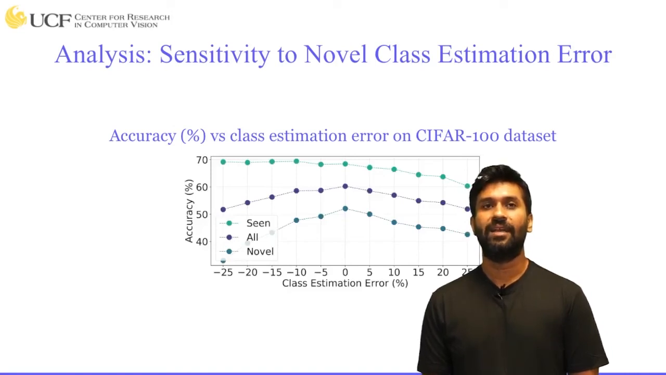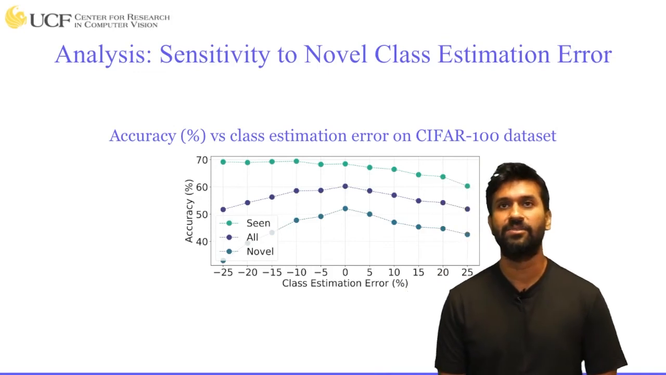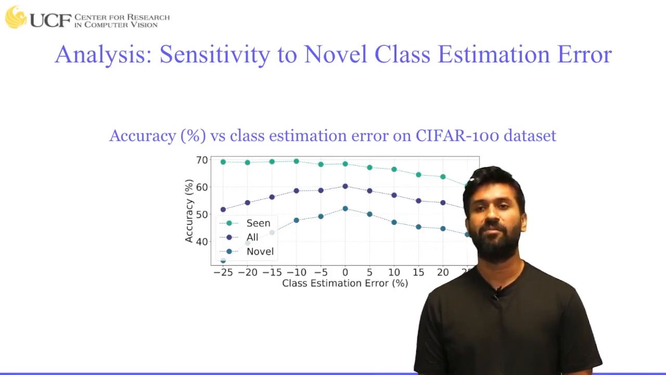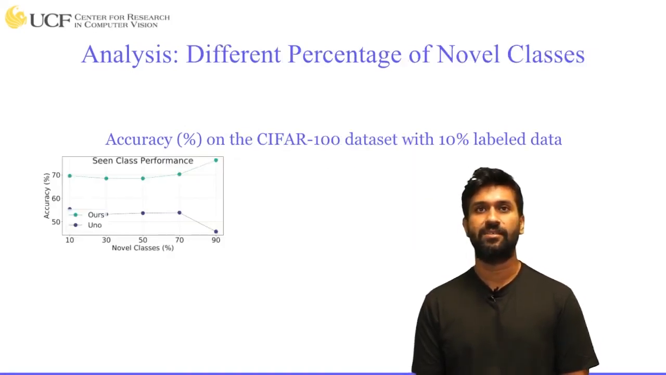Here is another analysis of our method where we are trying to see the sensitivity to the novel class estimation error. So even though we have our method for estimating the number of novel classes, we wanted to see how sensitive our method is to the error of that novel class estimation method. And we see that for both the case of overestimation and underestimation, there is no sudden drop in performance, and the method performs reasonably well on CIFAR-100 dataset.